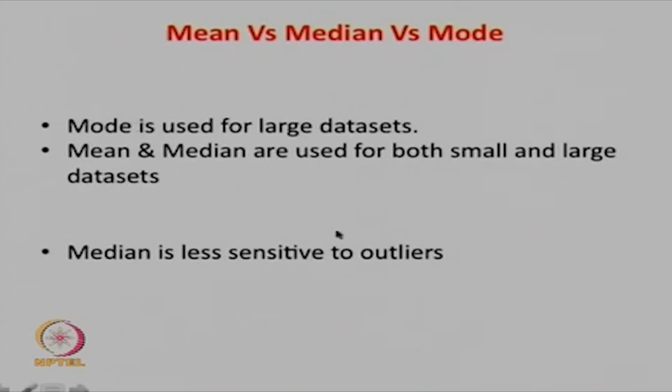The other two metrics, mean and median, are used for both small and large data sets. As we said, one of the caveats of mode is that depending on your distribution you may not have one unique value, but there might be more than one, whereas both mean and median give you one particular value.